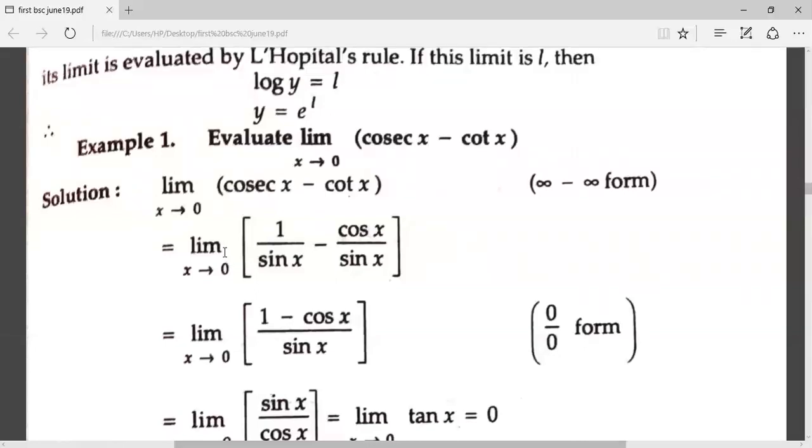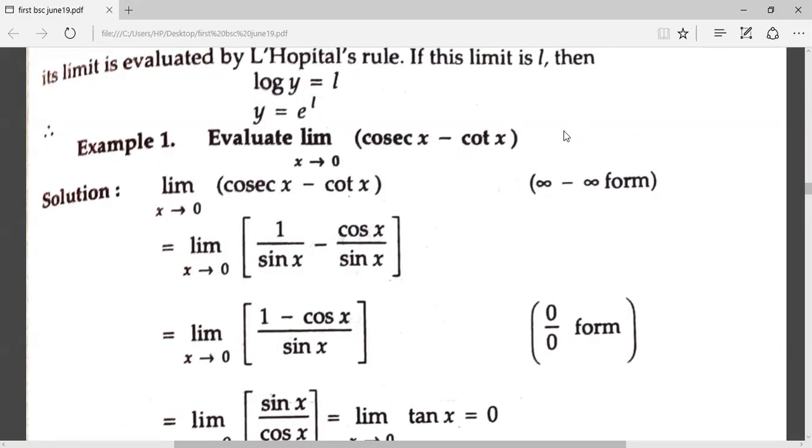Further, cosecant x can be written as 1/sin x. Cot x can be written as cos x by sin x. Now take limit x tends to 0.